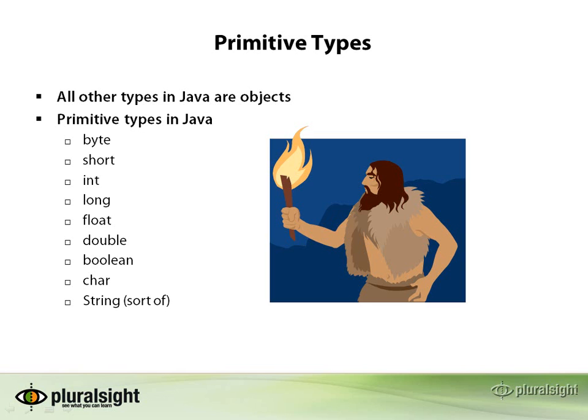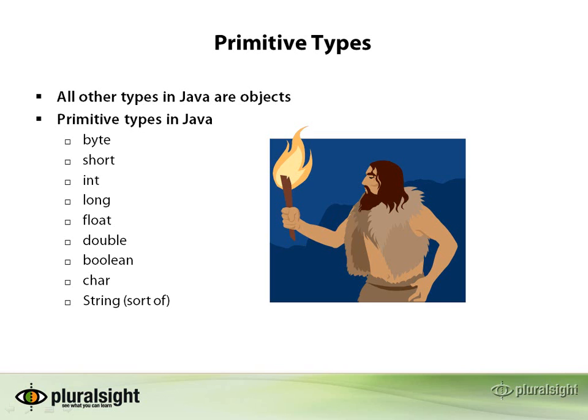A Boolean is true or false. It's a 1-bit value. And a character is a 16-bit character, a character that you would find on the keyboard. It's basically a letter or number. And then finally, the last type, which is not really a primitive type but is treated like a primitive type in Java, is a string.